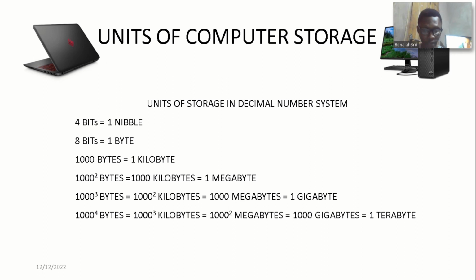We have 1000 cube bytes, which is equal to 1000 square kilobytes, which is also equal to 1000 megabytes, which is equal to 1 gigabyte. Then we have 1000 raised to power 4 bytes, which is equal to 1000 cube kilobytes, which is equal to 1000 square megabytes, which is equal to 1000 gigabytes, and equal to 1 terabyte. This is the type of computer storage units that we are familiar with.